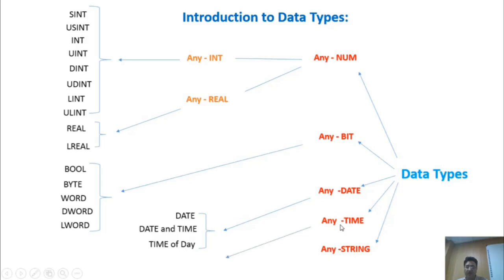The next type is AnyTime, which is a time-type data. If we want to store a time in a PLC program, we need to use the time data type. And finally, there's AnyString, which is a string-type data. If we want to store or send a complete set of characters within a PLC program, we need to use the string data type.